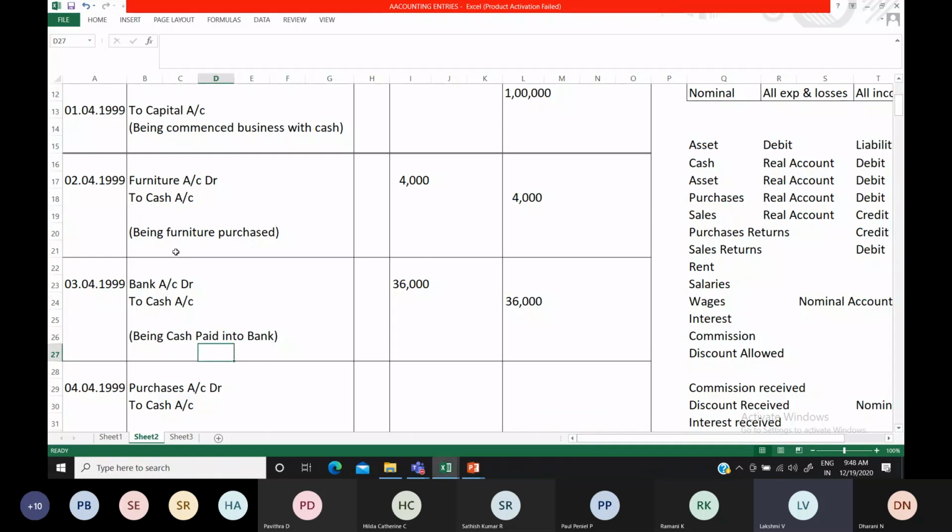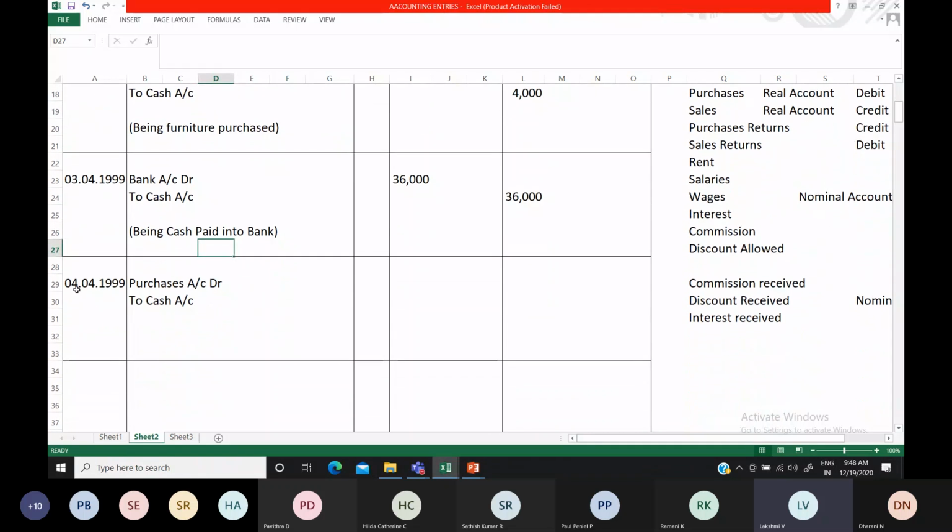So how to make the entry for bought goods? You have to mention the date in the date column, April 4, 1999. So I have made the entry purchases account debit to cash account. And narration also you have to give at the end. Being purchased or bought goods for cash, like this you can mention.